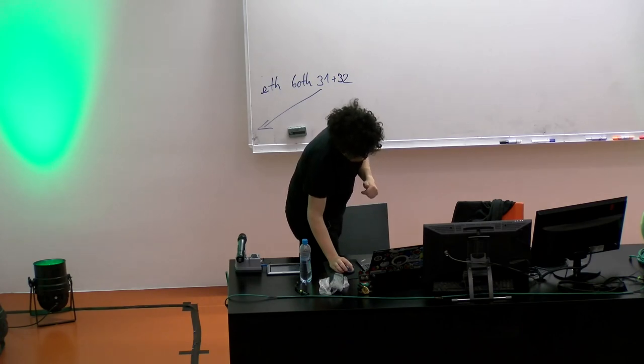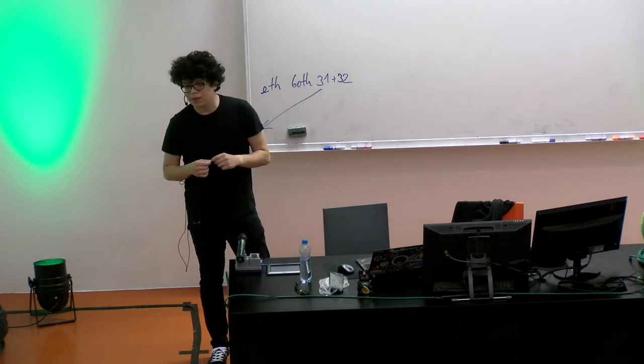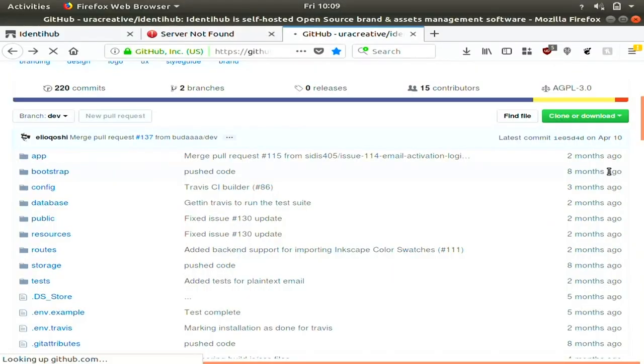On the technical side, Identihub is free software. It's AGPL licensed. So some people might not like that, but it's written in Laravel, PHP in the back end, and React in the front end. We are hoping very soon to do the front end rendering on the server, so you can use it also without JavaScript enabled in Tor browser or similar as well. So if you want to contribute, it's on GitHub.